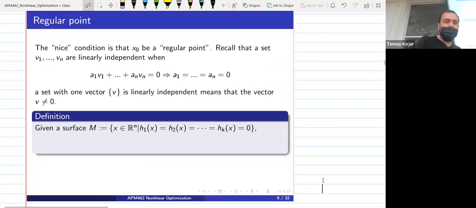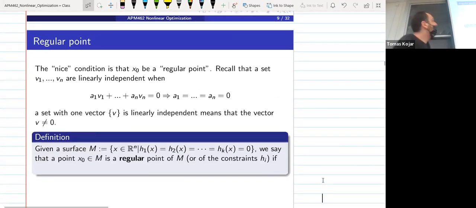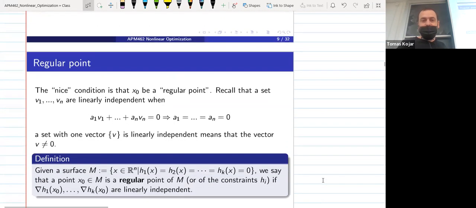All right, regular points. So again, this is a surface in our course. I know there's more general, but we're not going to look at it. And we say a point is regular if you take the gradients of the constraints at that point, and they're all linearly independent. Okay, so let's go back to our picture.